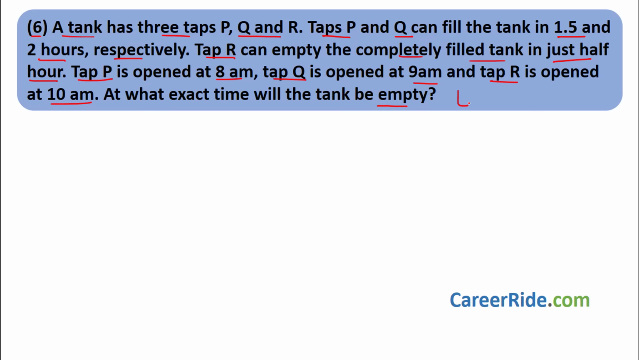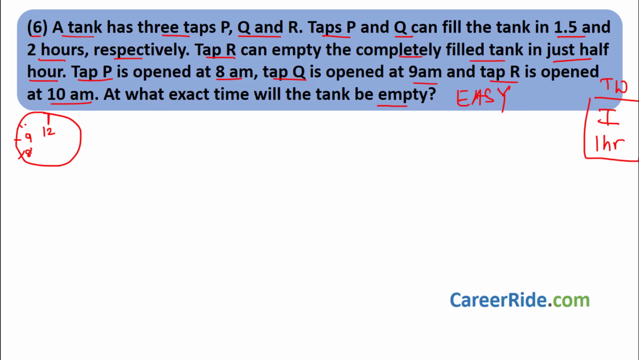Now this might look complicated, but it is not. It is pretty easy. We just need to do what we did earlier. What did we learn? Just invert and take the 1 hour work done. This is similar to the time and work problems, right? Now let's understand the sum and solve it. Let's draw a clock to understand it better. This is 9, this is 8 am, this is 10 am.